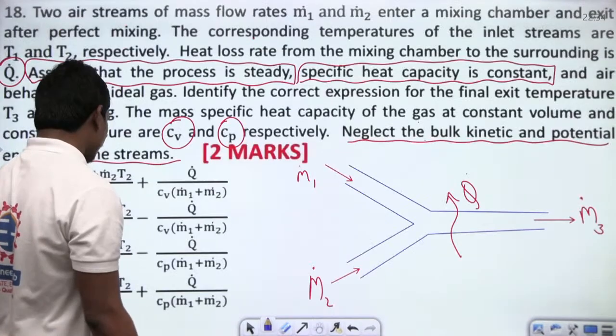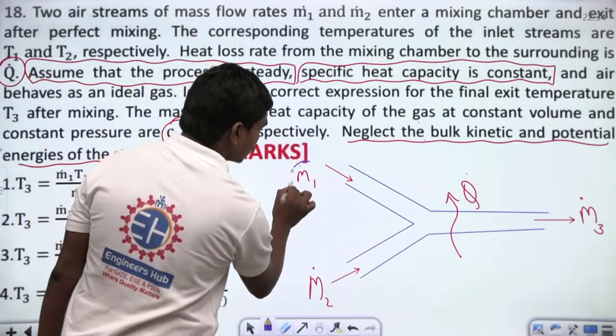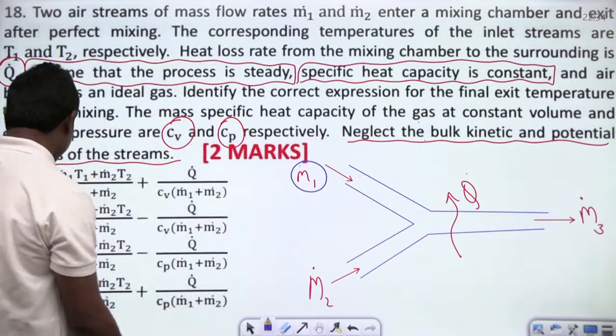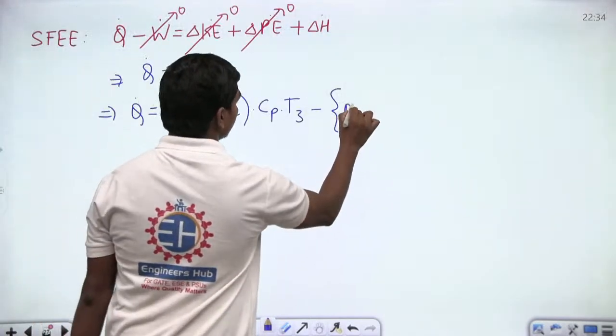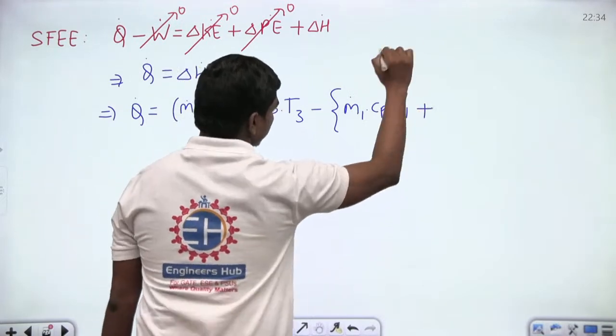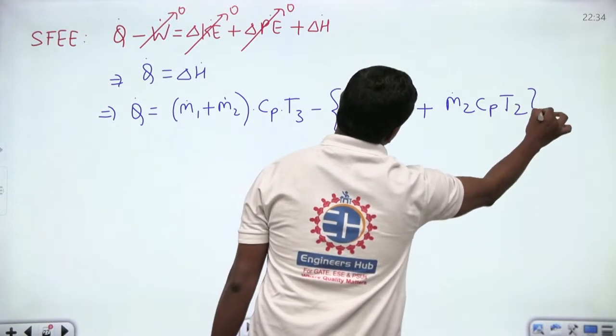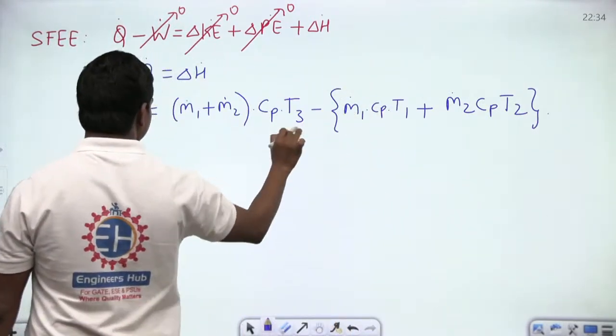Initial enthalpy of this stream, which has mass flow rate M1 dot, so M1 dot into Cp T1, correct? So M1 dot into Cp T1 plus M2 dot into Cp T2, because this is what is entering. So now from this expression we need to identify what is T3.